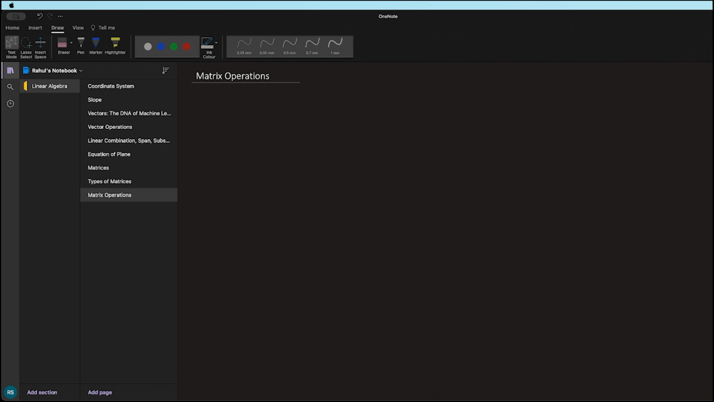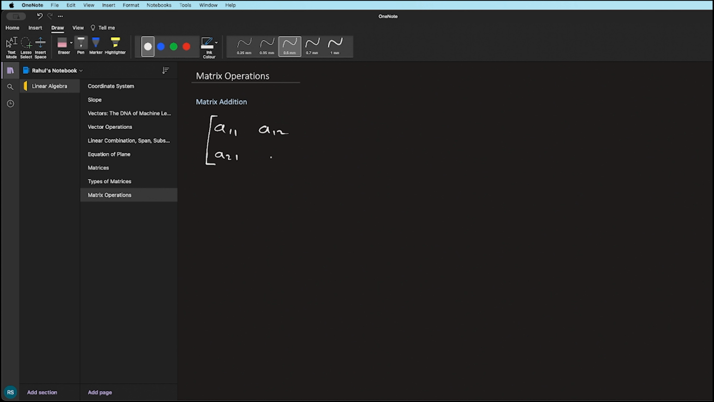So I will be starting first with the matrix addition. Okay. So we will first begin with the matrix addition. In order to add two matrices, there is one condition, and that condition is the dimension or the shape of those two matrices must be the same. So let's understand it. I am writing here one matrix containing the elements A11, A12, A21 and A22.